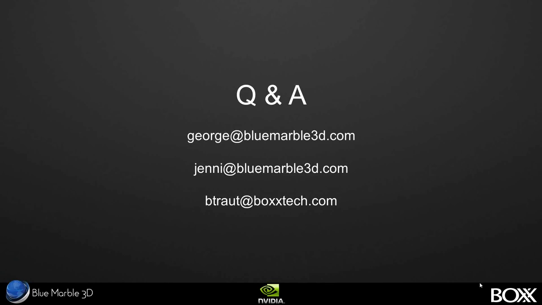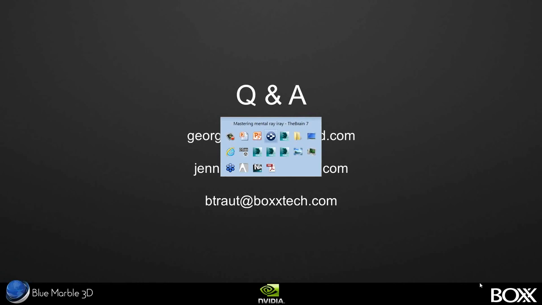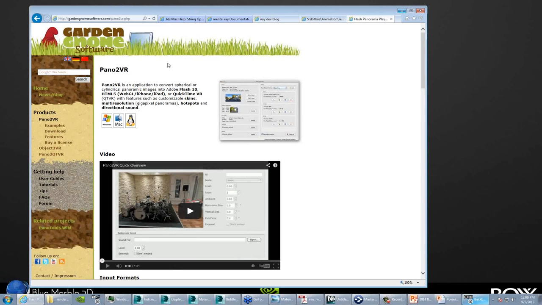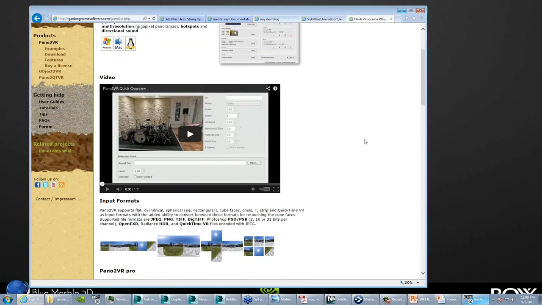Does the panorama option work with Iray? What is the QTVR program? Yeah, the question was about the panoramas again. So Garden Gnome software is what we use. It's a standard camera, so that should work in Mental Ray or Iray or whatever you're rendering in, and it's just an animated camera, 90-degree field of view to create the individual images required for the panorama.